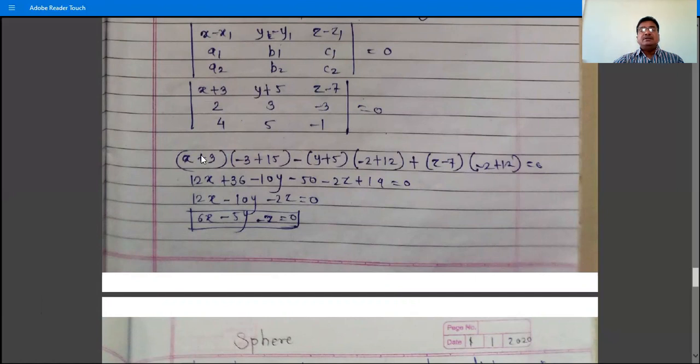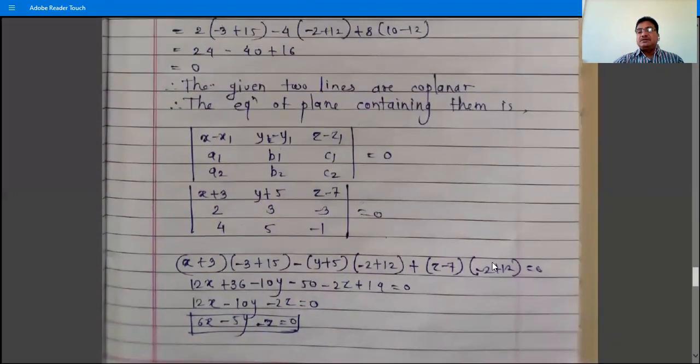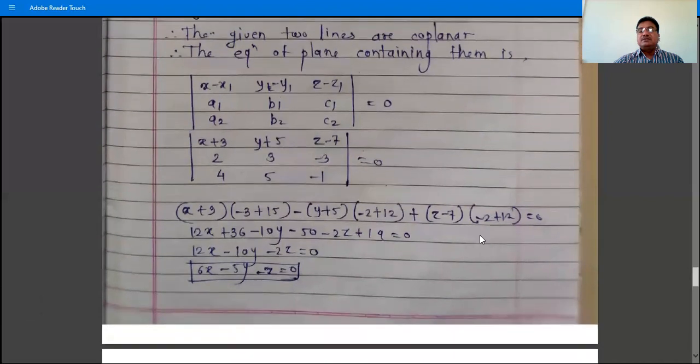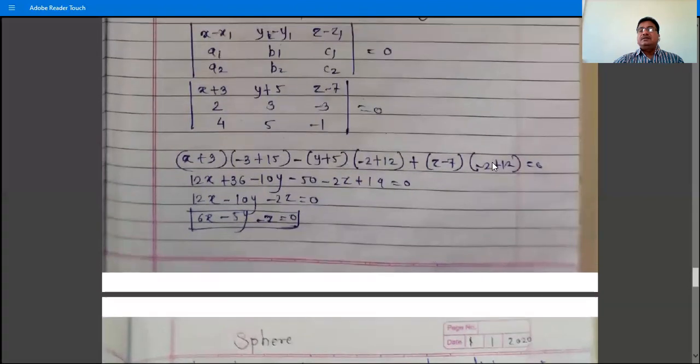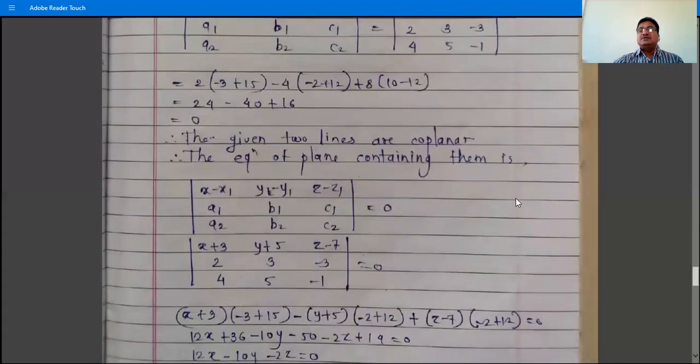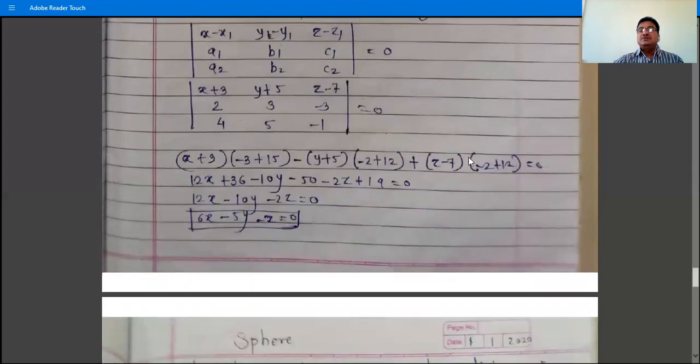And then its simplification is 12x plus 36. Then this is 10, means minus 10y minus 50, because there is a minus sign. Then this is 10 minus 12, which means minus 2. If we multiply by minus 2, then minus 2z plus 14 is equal to 0. So correction is here, 10 minus 12 at this place. So it is minus 2. This step is correct. And then the final answer is what?